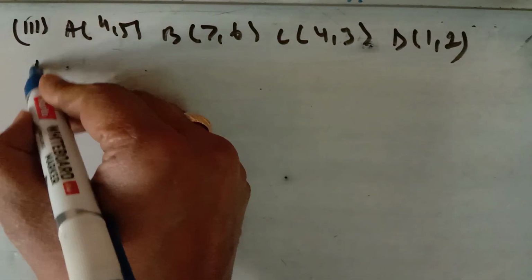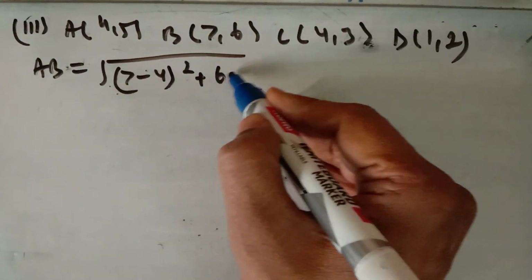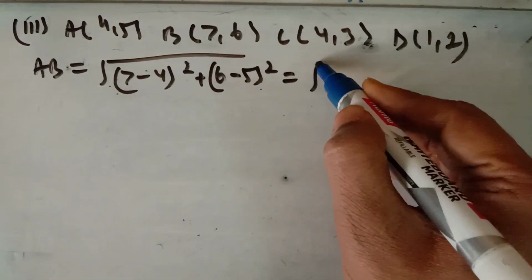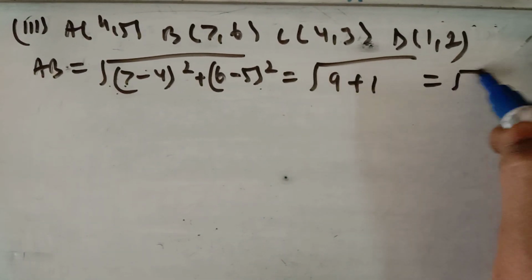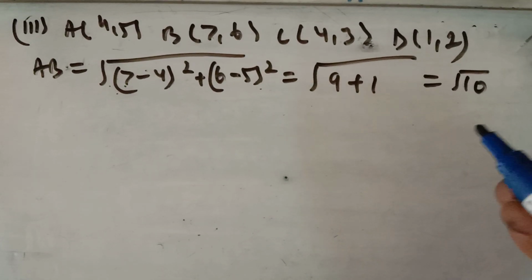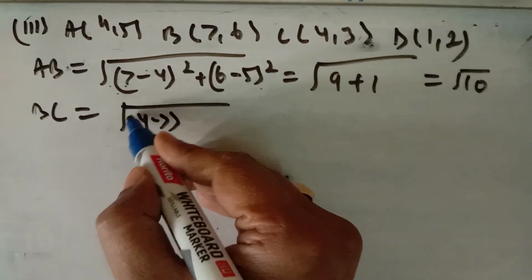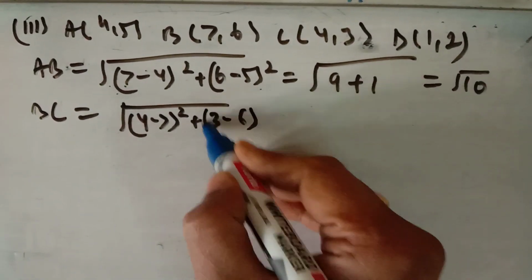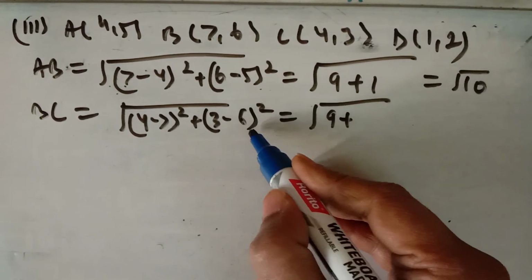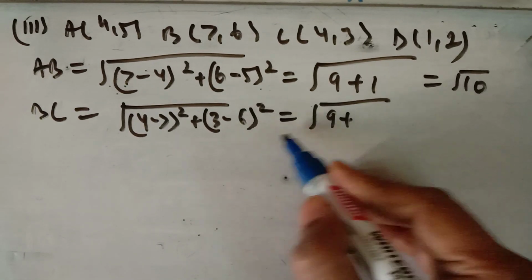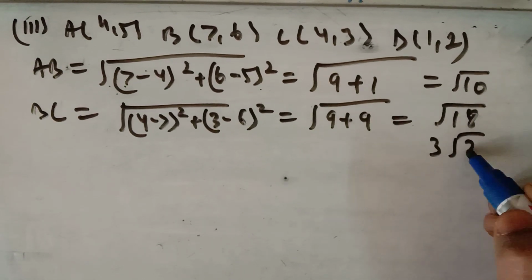So if you find the distance between AB, again x2 minus x1 का whole square, y2 minus y1 का whole square, तो it is equal to 7 minus 4, 3, 3 का square 9, 6 minus 5 का square it is 1, तो it is coming out to be root 10. तो ये root 10 आ रहा है. BC is x2 minus x1 का whole square, y2 minus y1 का whole square, which is coming out to 4 minus 7 that is minus 3 का square 9, 3 minus 6 that is minus 3 का square that is 9, so it is coming out to be root 18, which is 3 into 3 into 2, that is 3 root 2.